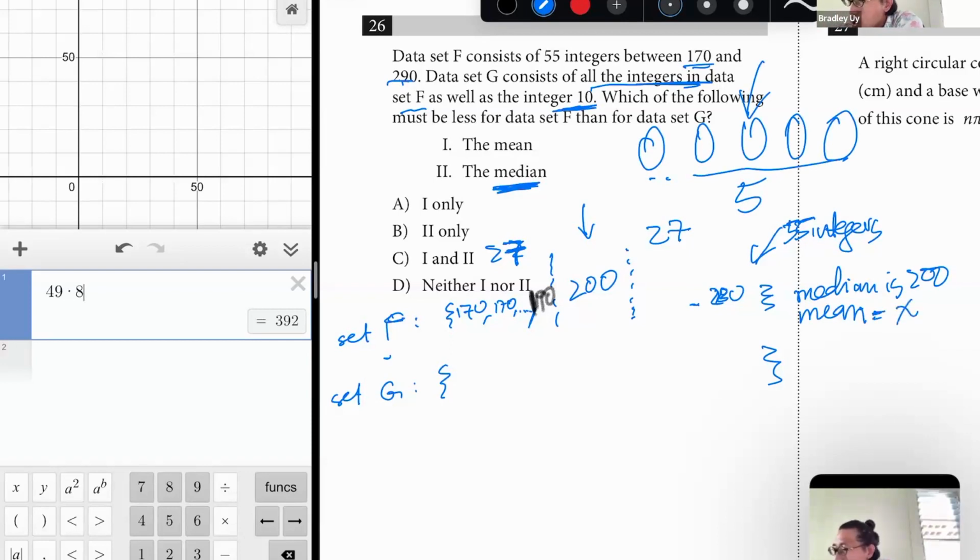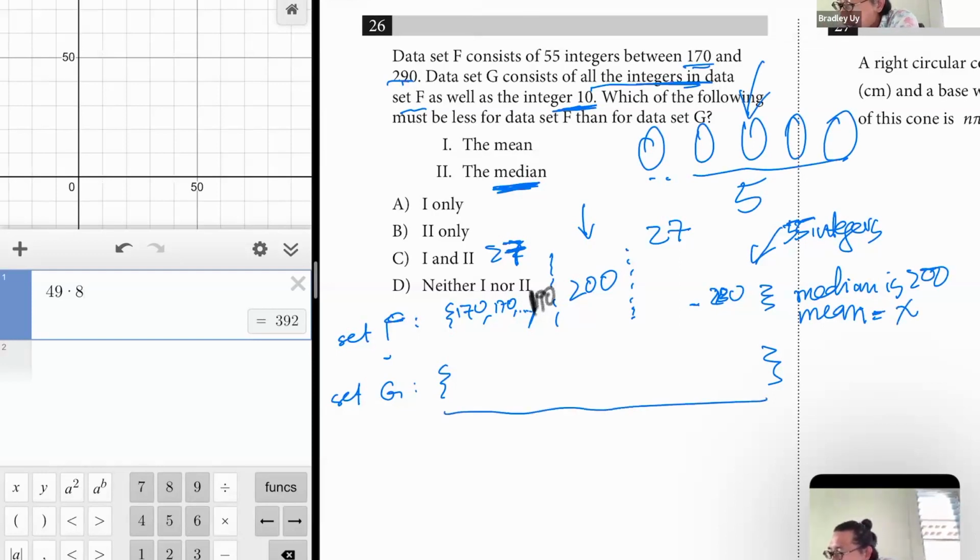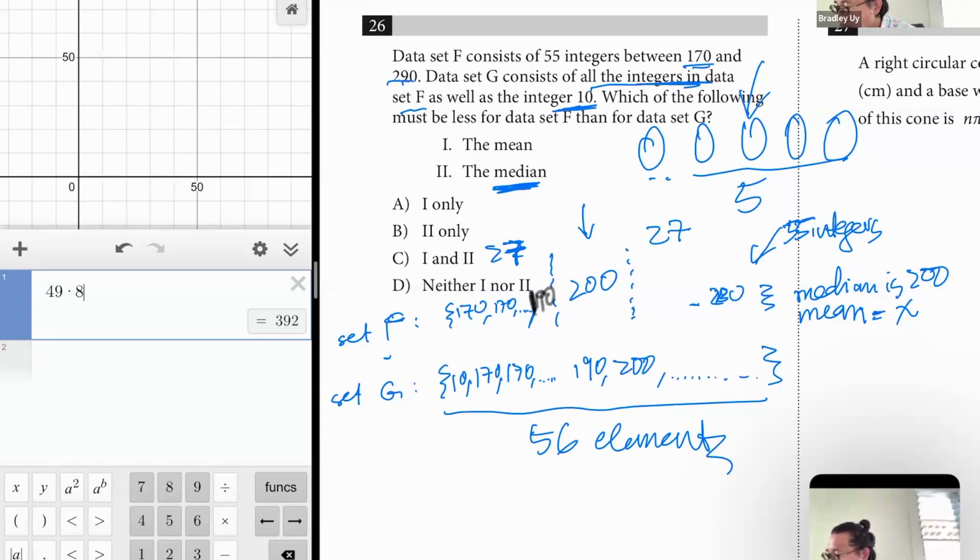Now, set G is going to have 56 elements. How do I know that? Because set F had 55, okay? So set G consists of all the integers before, in addition to a 10. So it's going to start 10, and the first two are going to be 170, 170, and filled by a bunch of other numbers. And we're going to have a 190 in and a 200 somewhere in there, and this will continue with these. There's going to be 27 numbers here. There's going to be 27 numbers here.